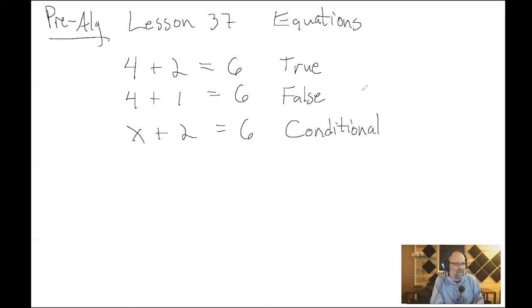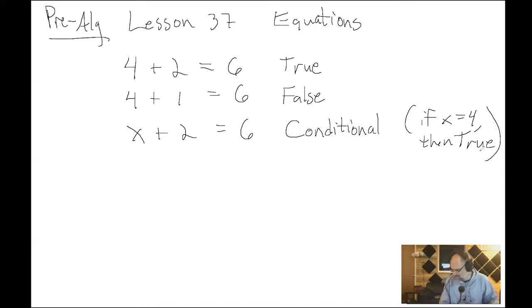The condition is just if X equals 4, then it's true. So far, so good? So these are just semantics, just definitions: true equations, false equations, conditional equations. Those are really the only 3 types of equations, okay? Now, you are smart and you can figure out most of these things, but I'm just gonna put some examples on the board here, okay?